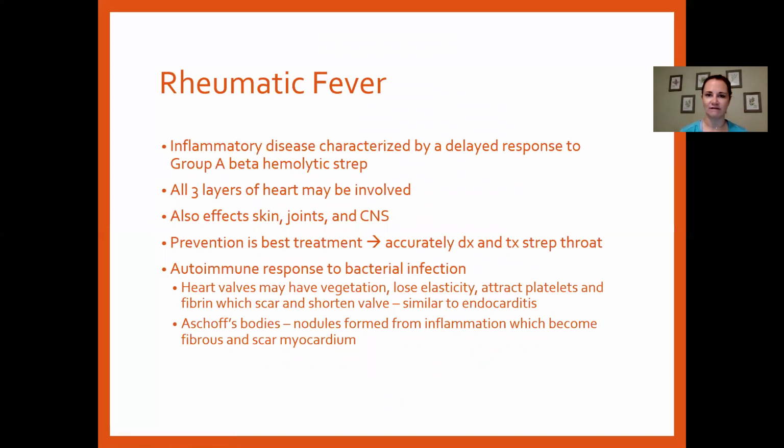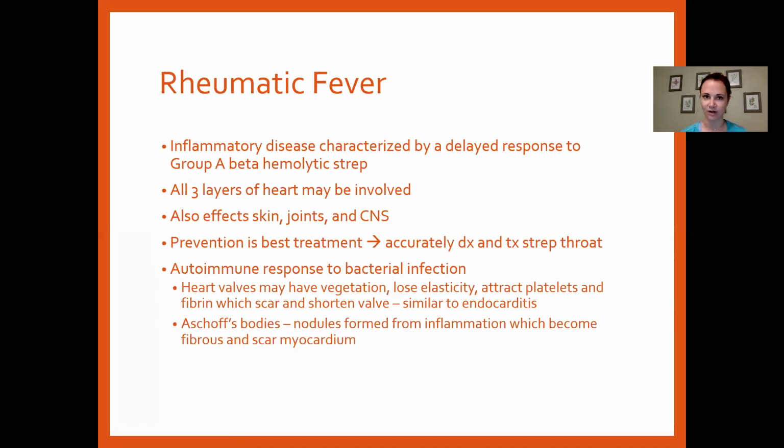This is an inflammatory disease characterized by a delayed response to group A beta hemolytic strep. So what's happened here is strep throat has gone unnoticed and untreated, and it's led to a rheumatic fever presentation. All three layers of the heart may be involved. It can also affect skin, joints, and the central nervous system. So this can be very wide affecting and widespread.